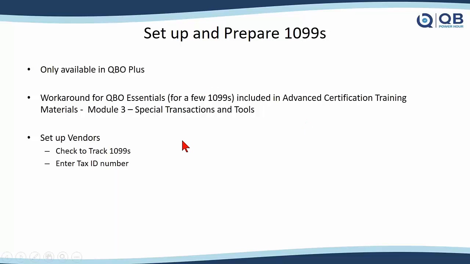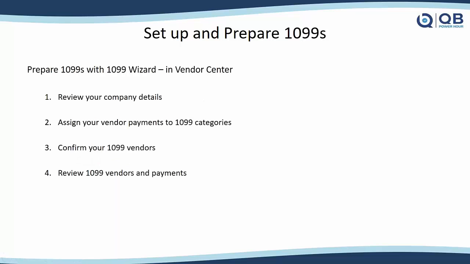Okay, so let's go ahead and talk about the 4 steps. It is a little bit different in QuickBooks Online. In QuickBooks Desktop, part of the setup process was to edit the company preferences and do the tax mappings or the line mappings, meaning which accounts you are using for preparing the 1099. In QuickBooks Online, the only setup really is setting up those initial vendors. Then when you go into the 1099 wizard, that's where you assign the accounts to the 1099s. So you'll review your company details and assign your payments to those 1099 categories or accounts.